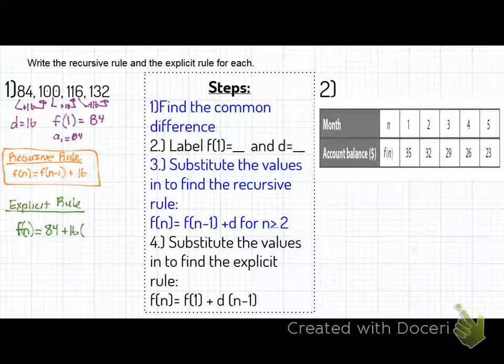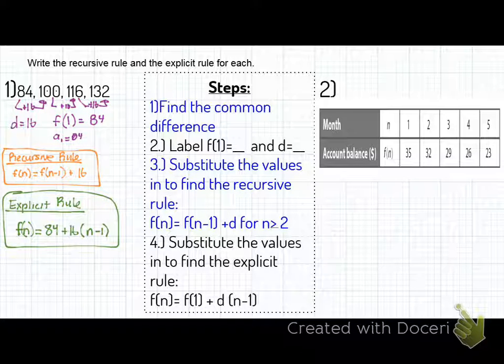Open parentheses, n minus 1. And that's it. You box your answer, and we are done. This rule is like we could say whatever number we want, we can use this. So let's do f of 5. 84 plus 16 times 5 minus 1.